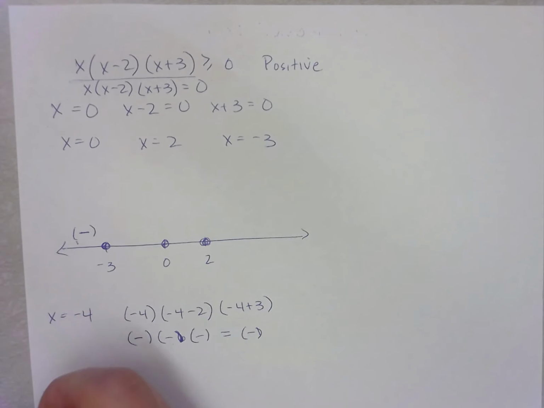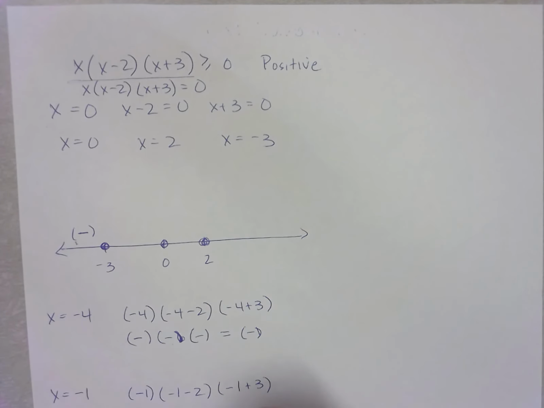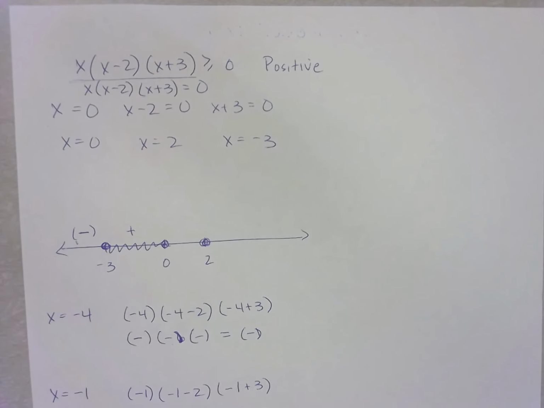So let me look at something between -3 and 0. Let me try x equals -1, that's a nice one. All right, so if I plug that in, then I'll have -1 times -1 minus 2 times -1 plus 3. Right, so this will be negative. That's a negative piece. -1 minus 2 is still negative, and now -1 plus 3 is actually positive. And so now I have these two negatives make a positive, times this positive is positive. So in this interval, I end up with positive. So that means that this is in fact part of my solution. So I'm going to go ahead and color that in.